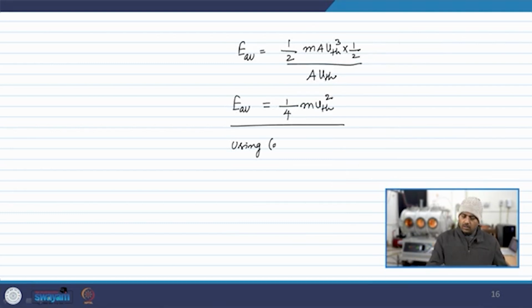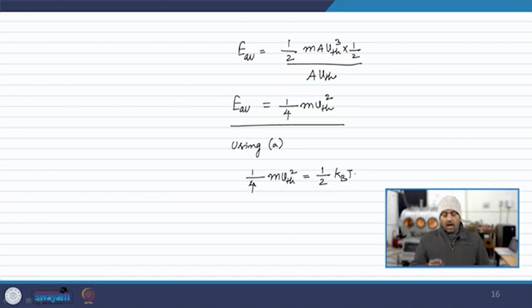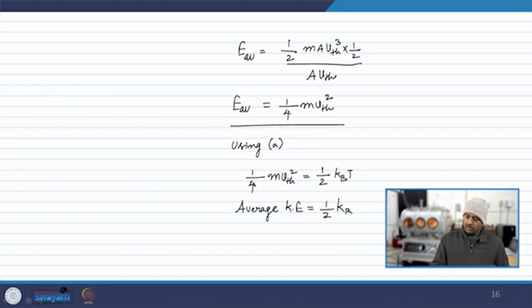Using A, we can write 1 by 4 m v_th square is equal to half kBT, right? Because half m v_th square was kBT, half of that is half kBT. So thus we can say that the average kinetic energy along one dimension is half kBT.